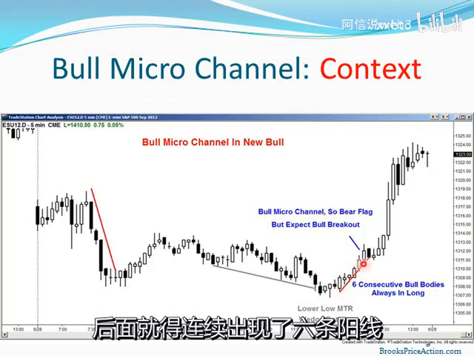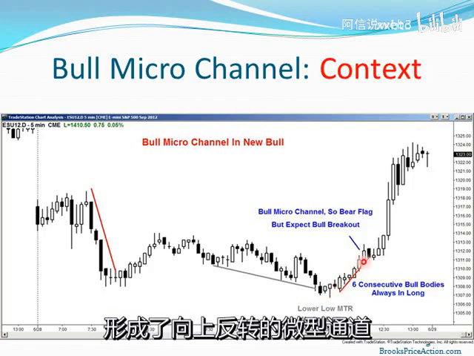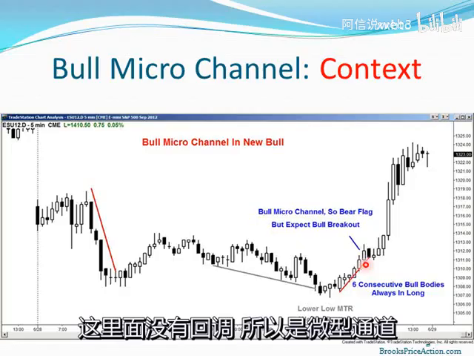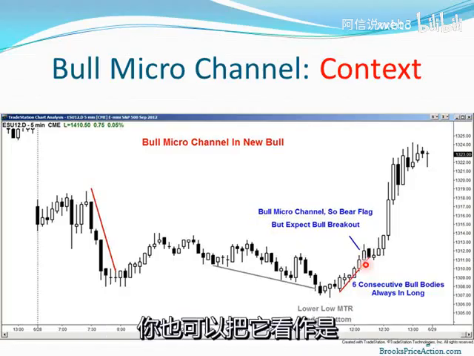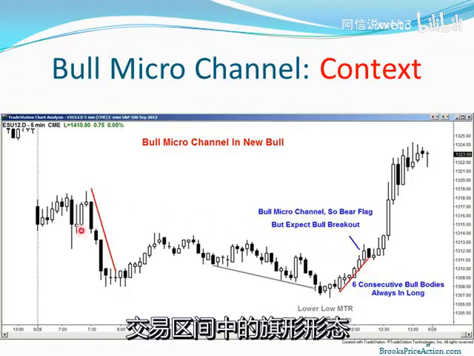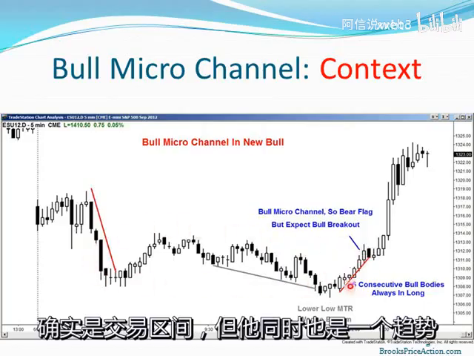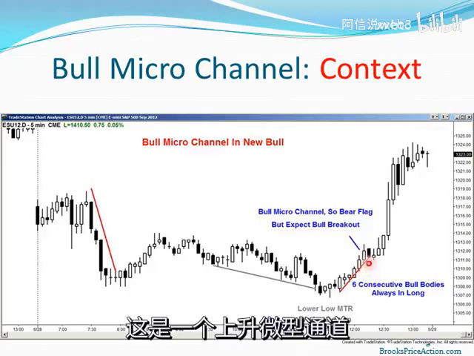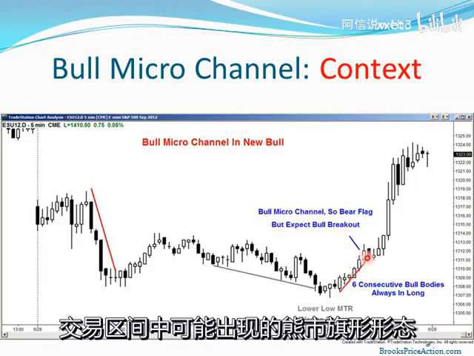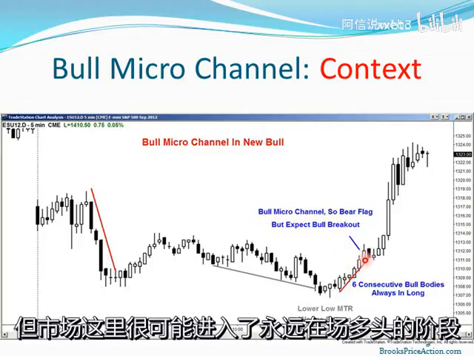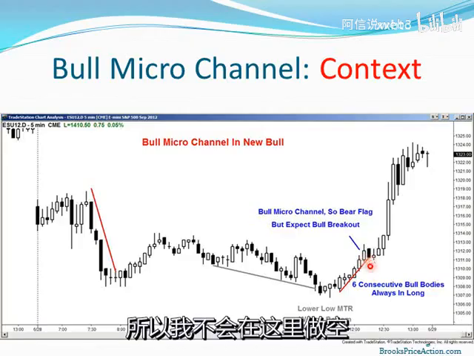Now we have 6 consecutive bull bodies on the reversal up in a microchannel. No pullbacks, so it's a microchannel. You can argue it's a bear flag in a trading range. At this point it is a trading range, but it's also the start of a bull trend. So here we have a bull microchannel, potentially a bear flag in a trading range, but the market probably has flipped to always in long, so I would not take that short.